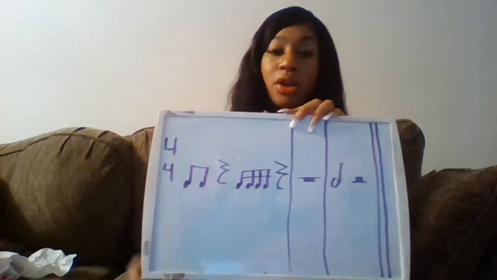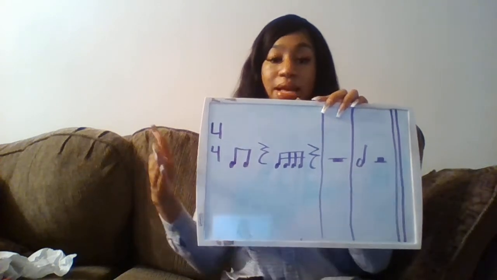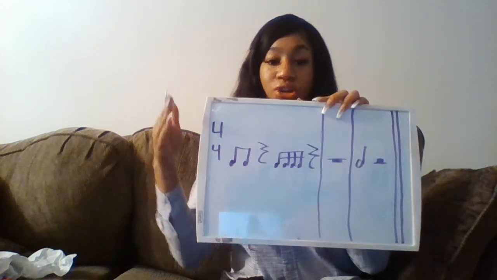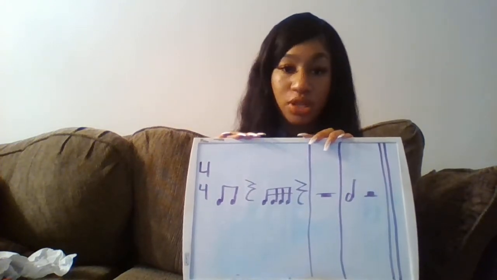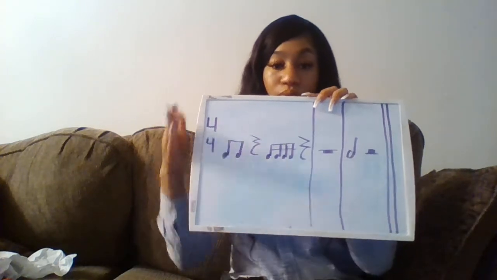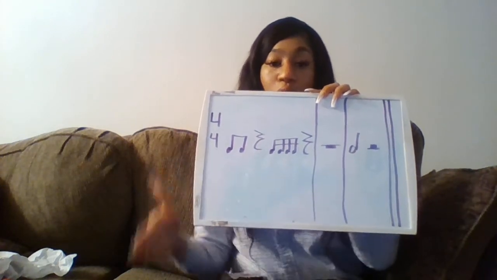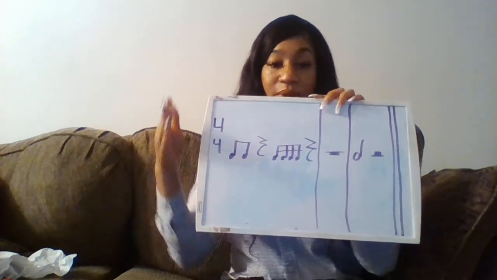Let's try that first one. Ready? 1, 2, 3, go. Ta-di, shh, takadimi, shh. That's how that one will go, okay? I'll do it a little slower because I know I'm saying a lot of syllables in that one. 1, 2, 3, go. Ta-di, shh, takadimi, shh.